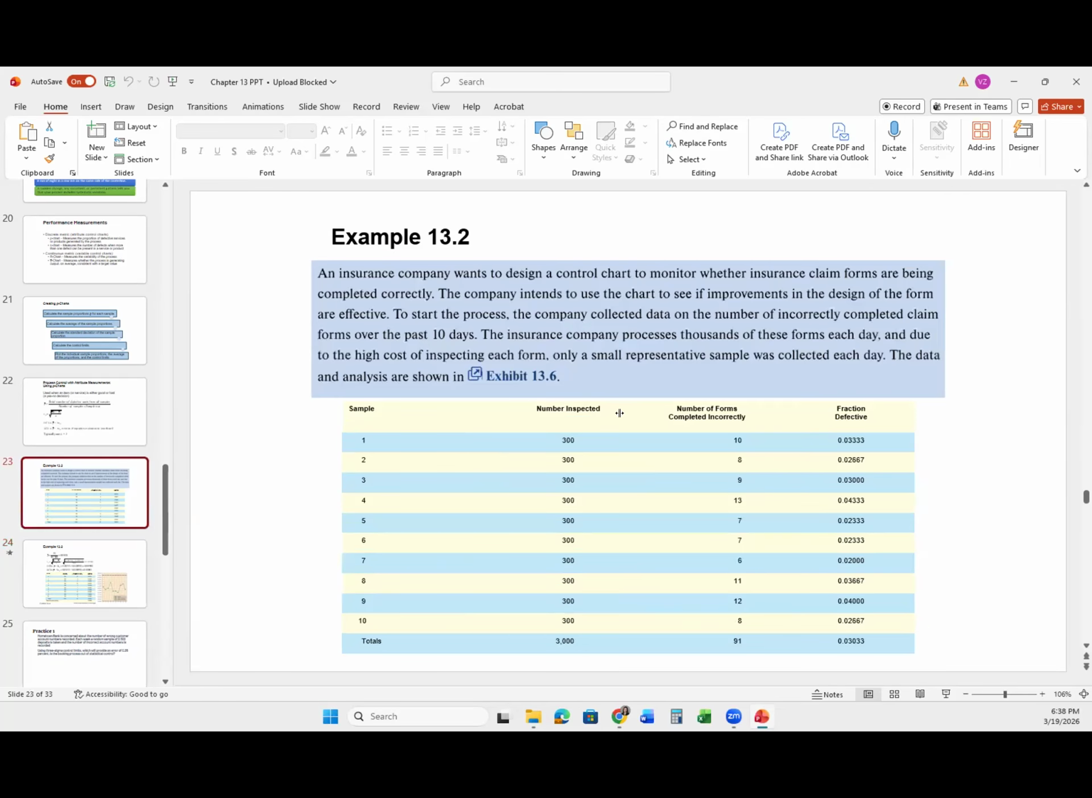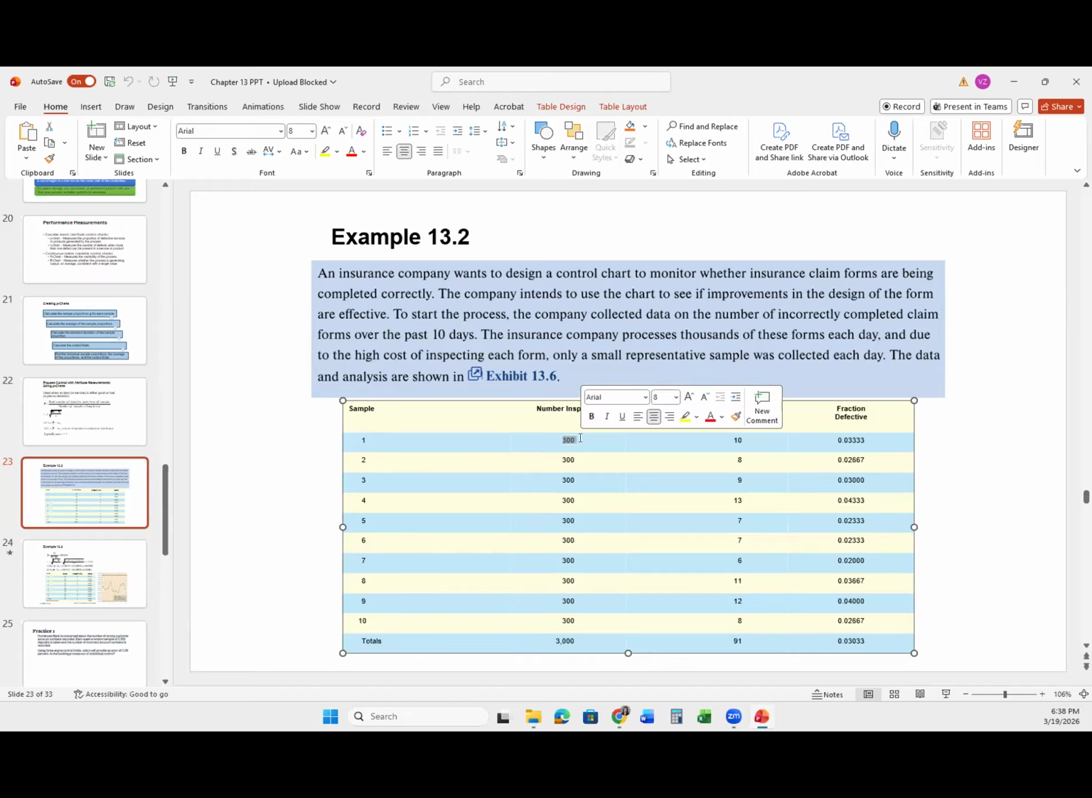So for P charts, the metric you consider is the number of defects. So this is what you got. And this table gives you a few pieces of information, like how many samples you have. For this example, we have 10 samples. And this is the number inspected, 300 for each sample. One sample doesn't mean one unit. For this question, for each sample, you inspect 300 units.